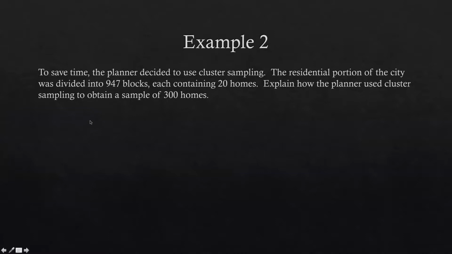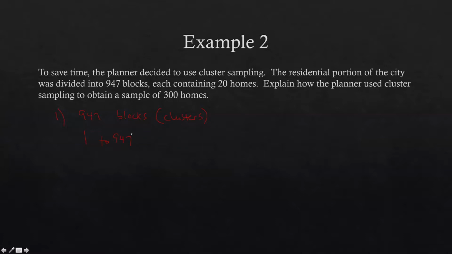So this part right here is step 1. Step 1 is the 947 blocks, because the planner has already done this for you. This is your clusters. So you have 947 clusters here. Okay? He went ahead and divided that up for you. All right, so what you're doing is you're looking at a range of 1 cluster to 947 clusters.